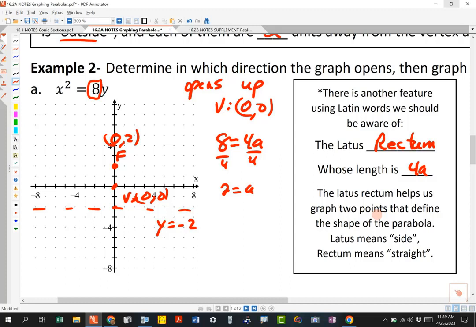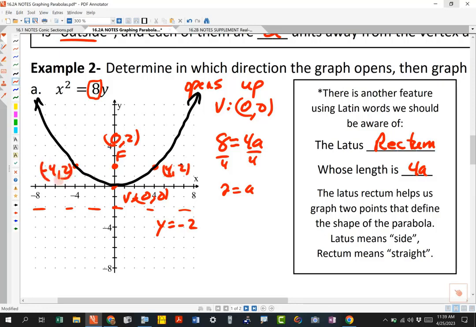So we're going to go straight to the side, and if it's 8 units long, I'm going to go 4 units on this side, and I'm going to put a dot. I'm going to go 4 units on this side and put a dot, and this is the parabola. Put arrows on the end. If I wanted to label the points of the latus rectum, I'm going to change colors here. The latus rectum would be 4, 2 and -4, 2.